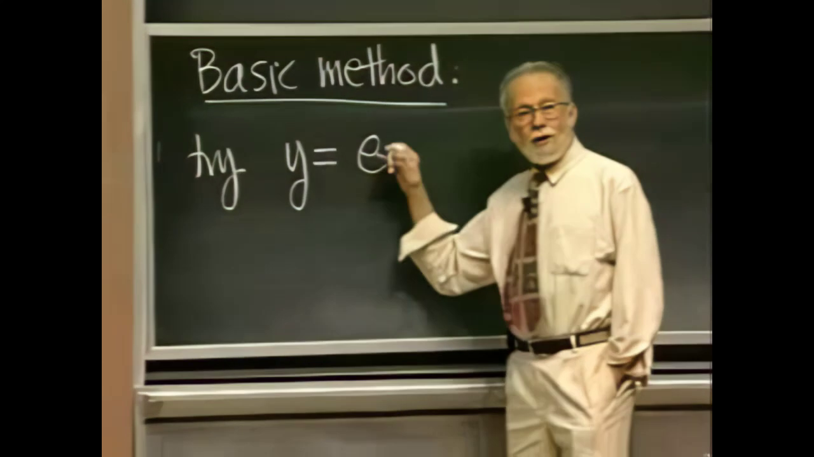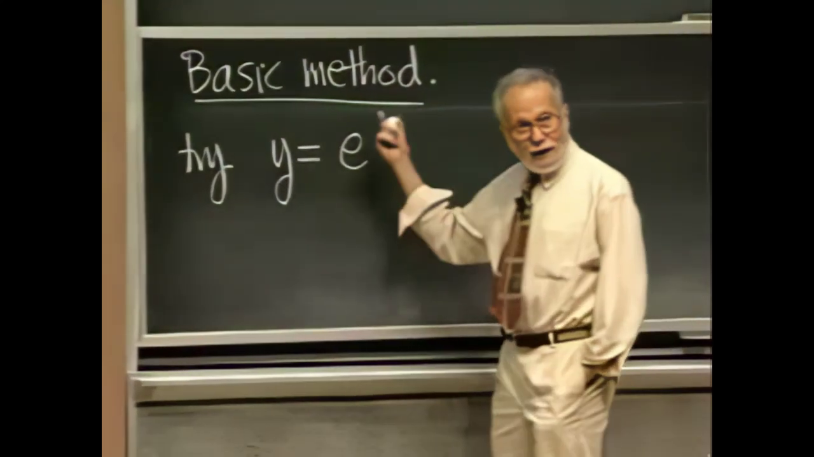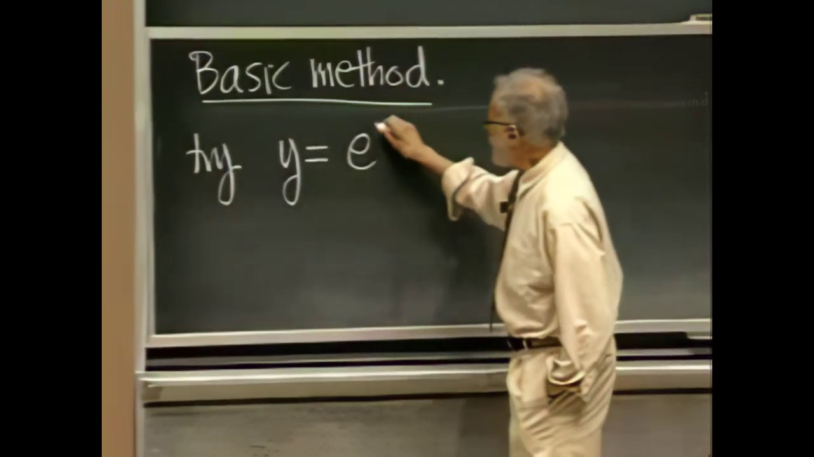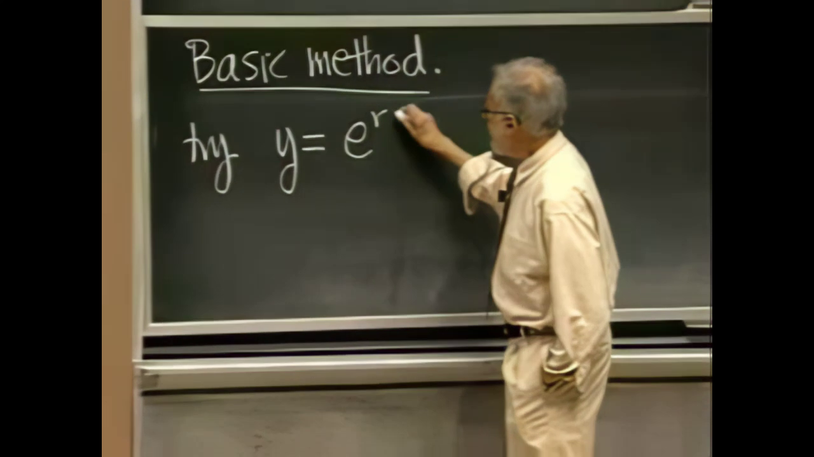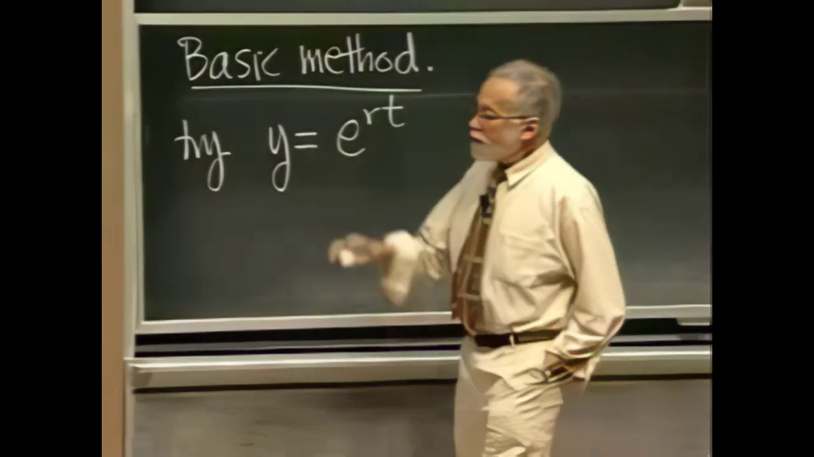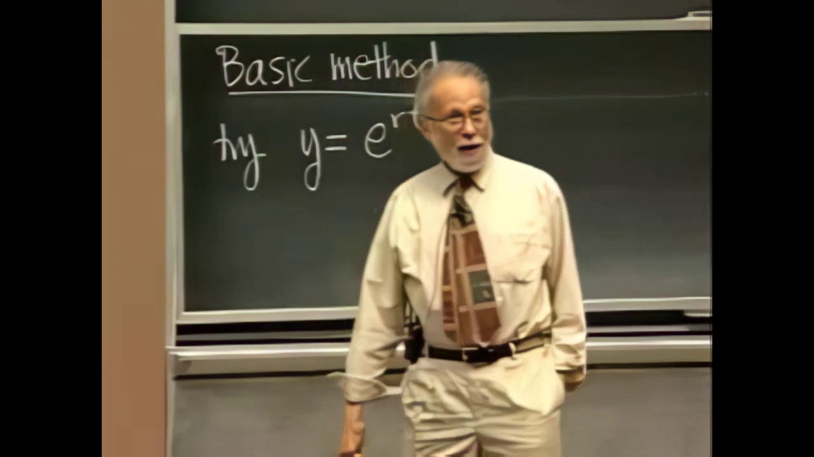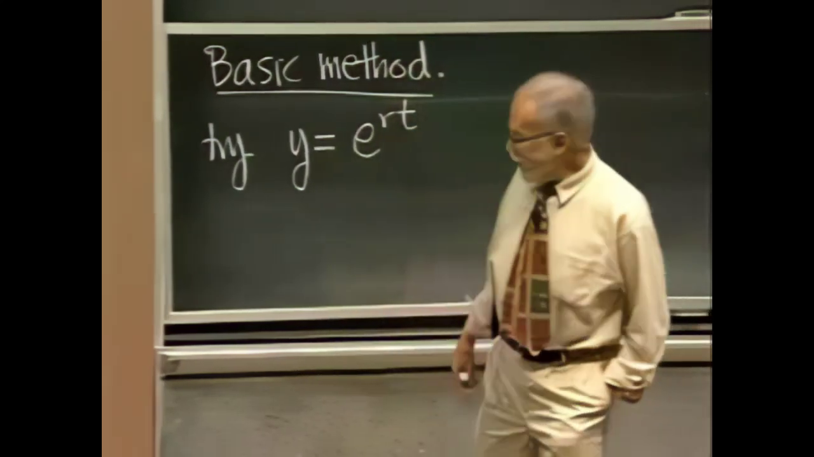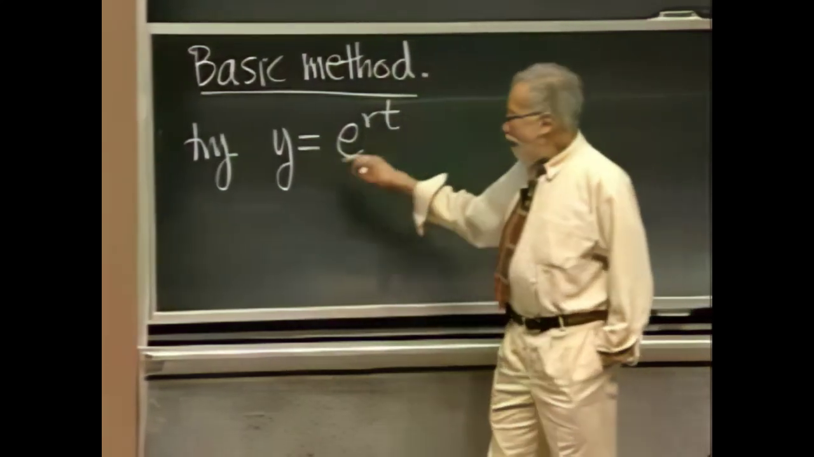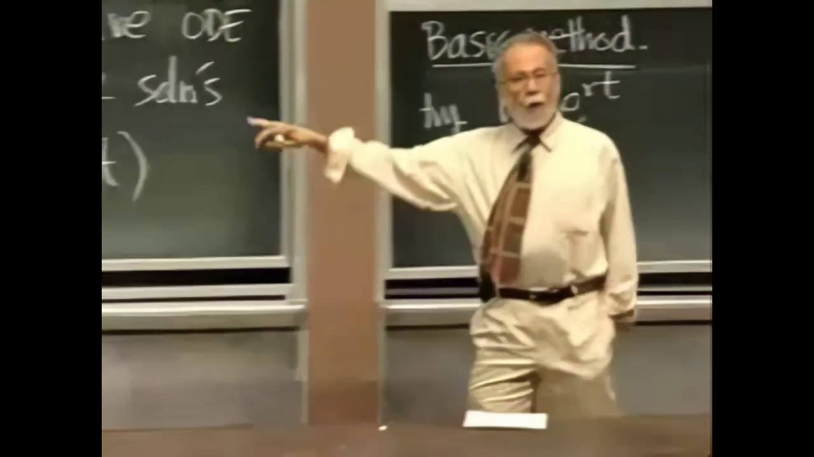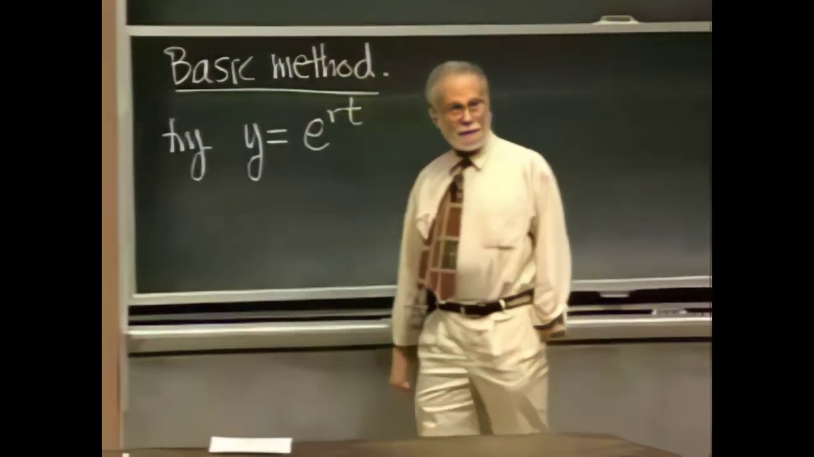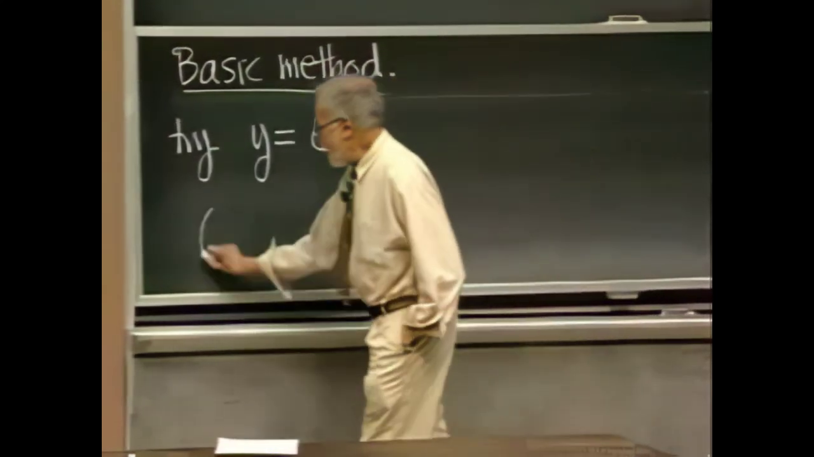Now, the only way you can fiddle with an exponential is in the constant that you put up on top. So we're going to try y equals e to the rt. So I'll use t as the independent variable. Notice you can't tell from that what I'm using as the independent variable, but this tells you I'm using t, and I'm switching back to using y as the dependent variable. So t is the independent variable.